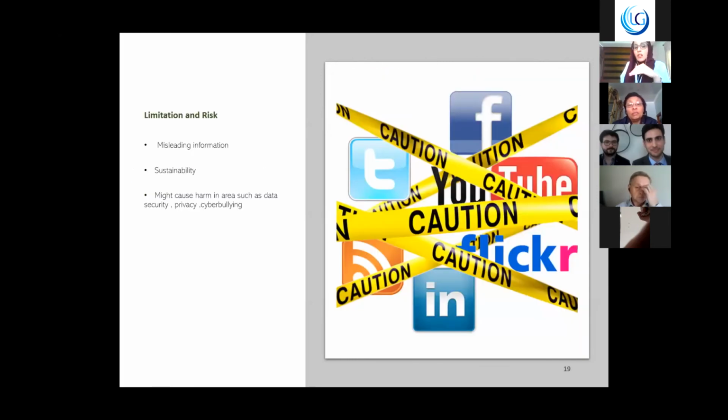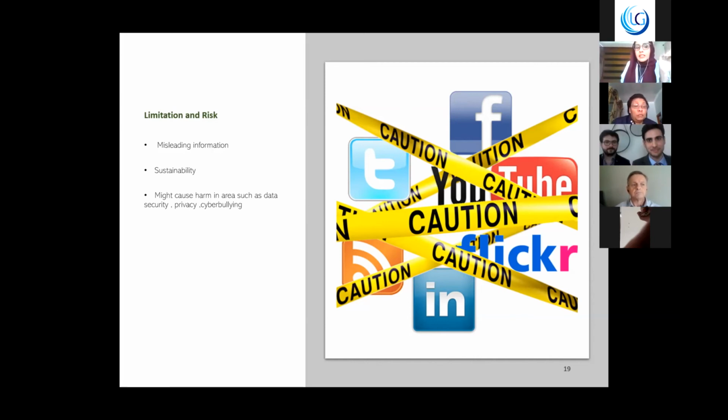Unfortunately, like all other innovation, there is some risk related to the use of social media. Mainly it is misleading information. When users reply to information, sometimes they add some meaning to the original information, and that might lead to misleading interpretations of the meaning of the information. This is considered one of the risks.